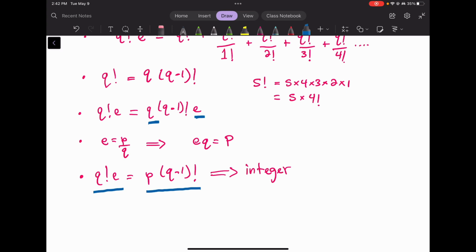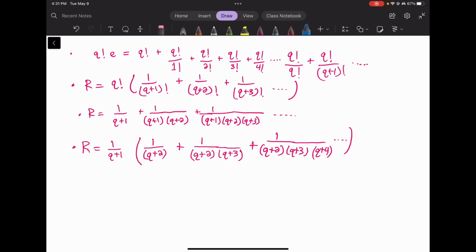We know that P is an integer, because in the beginning we said that E is rational. It can be written as P over Q, where P and Q are both integers. So we know that P is an integer, and we also know that Q minus 1 factorial is an integer, because Q is an integer, 1 is an integer, therefore Q minus 1 factorial is an integer, and an integer times an integer is an integer. So the left-hand side of our equation is an integer.